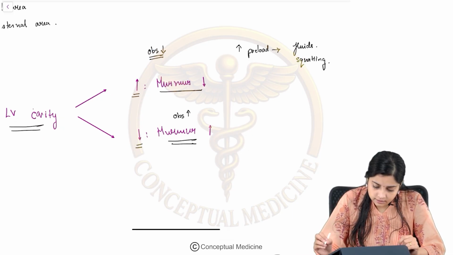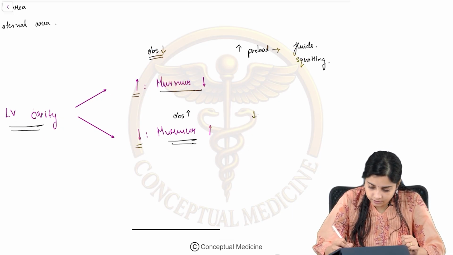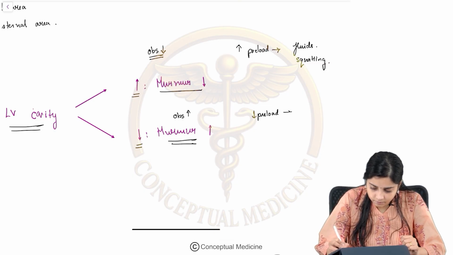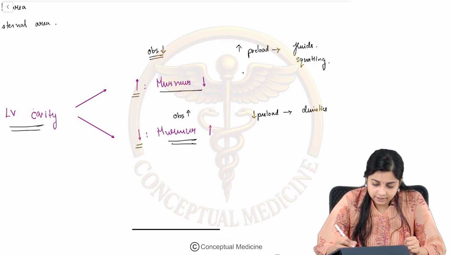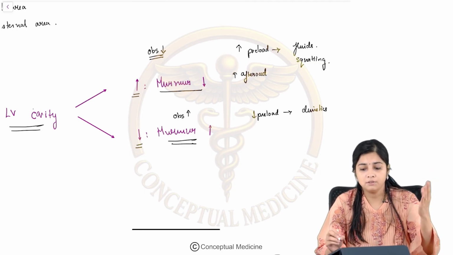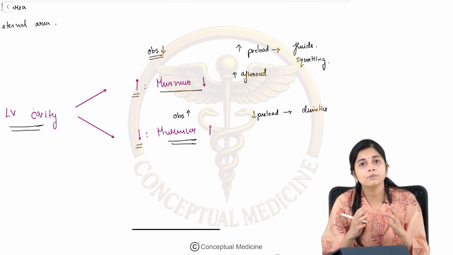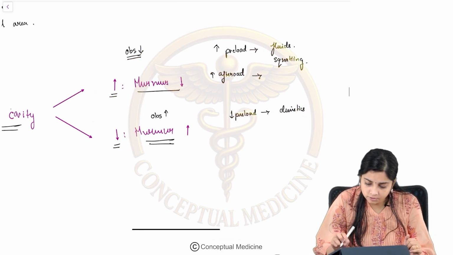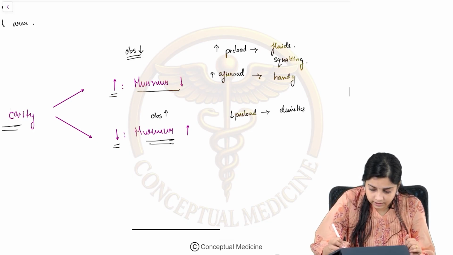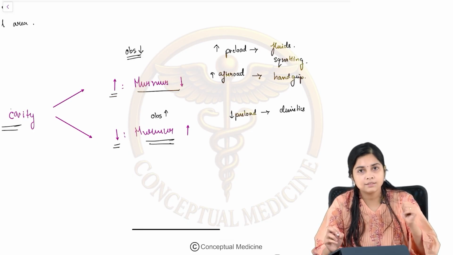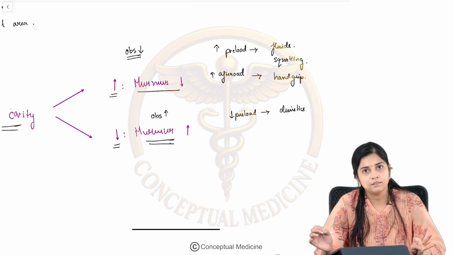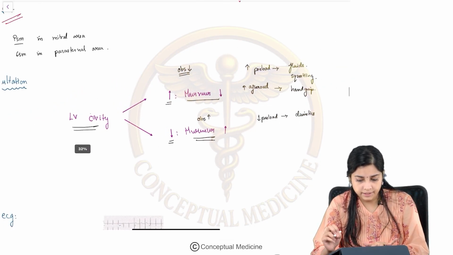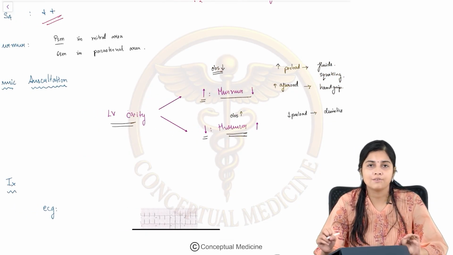Okay. Now, how does the LV cavity size decrease? If you decrease the preload, you give the patient diuretics. What about the afterload? How do you increase the afterload? If you increase the afterload, what happens? The LV cavity is again going to increase in size. So, what happens to the murmur? The murmur will decrease. So, you increase the afterload by hand grip. Then the murmur is also going to decrease. Okay, so this is about the very basic principles of dynamic auscultation in HOCM.